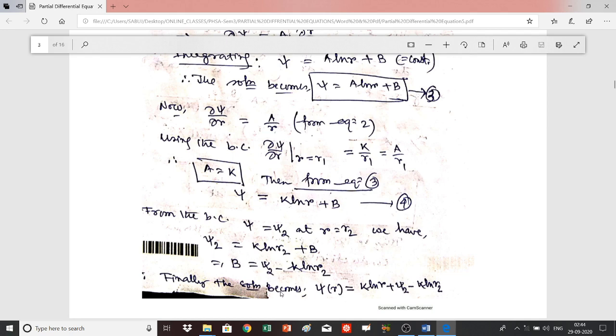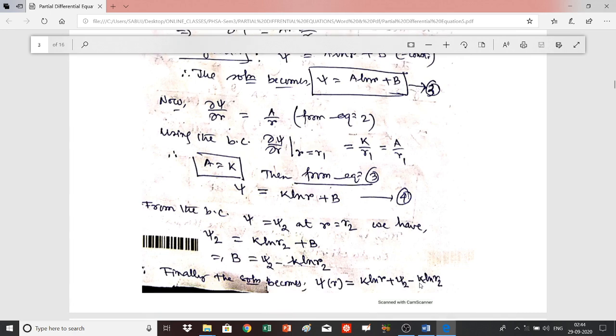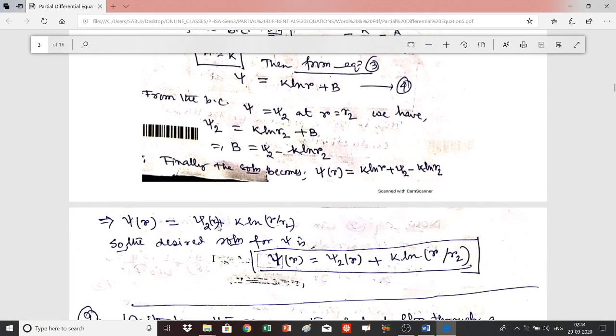So finally the solution from this expression becomes ψ(r) is equal to first k log r, then the value of b, ψ2 minus k log r2. So this is the final solution, and that is also written here. You can also write ψ(r) is equal to, taking these two terms in one term, ψ2 plus k ln r minus k ln r2, which will give you k ln r by r2. So the complete solution is ψ(r) is equal to ψ2 plus k ln (r by r2). This is the complete solution.